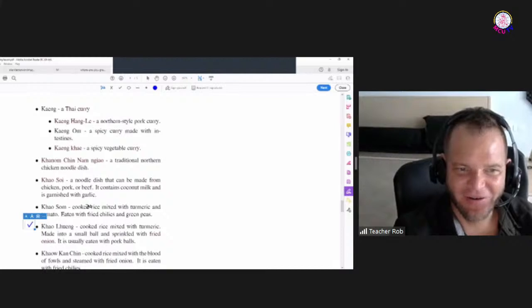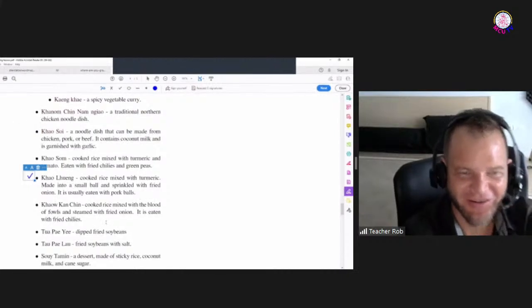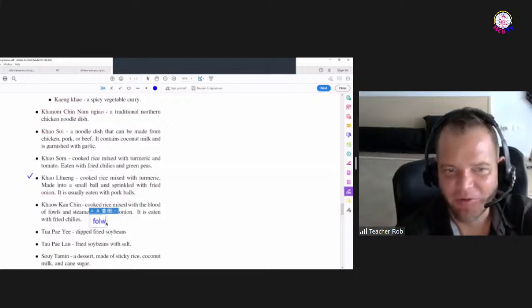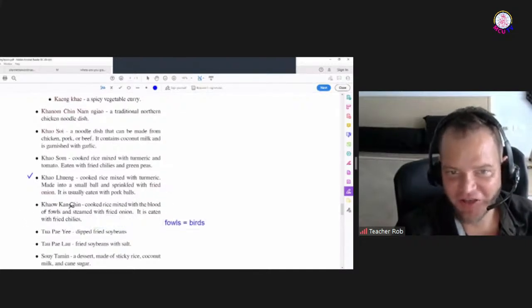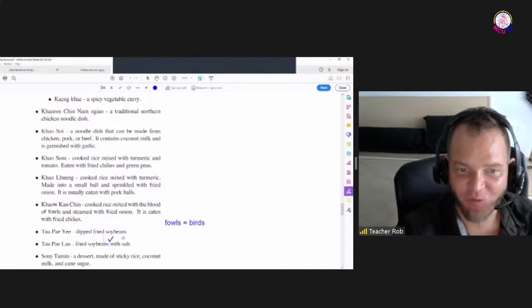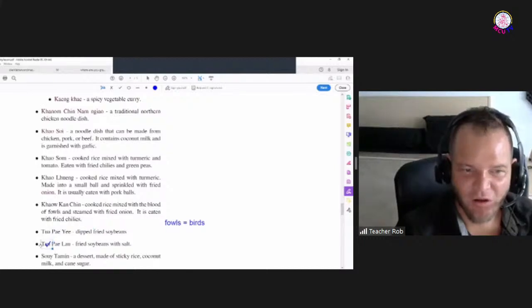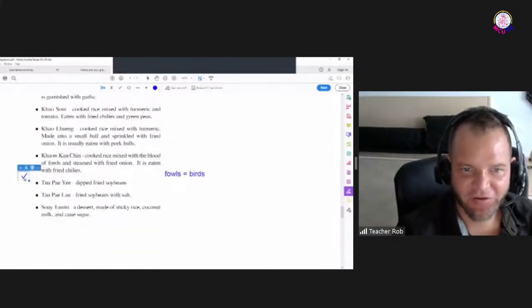Let's see. Cow kan kin or chin, cooked rice mixed with the blood of fowls and steamed with fried onion, eaten with fried chilies. Oh, that's a good one. You guys probably know this. Fowls is just another word for birds. Yep. So some kind of bird, I imagine most likely chicken. Yeah. Tua pei dipped fried soybeans. That sounds good. Tua pei lao or tau pei lao, fried soybeans with salt, and sui tamen, a dessert made of sticky rice, coconut milk, and cane sugar.